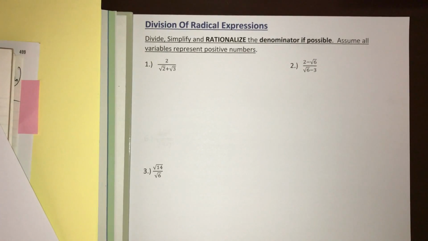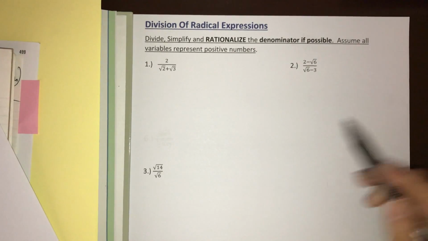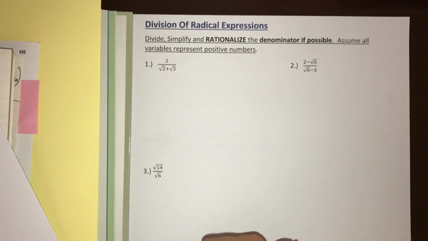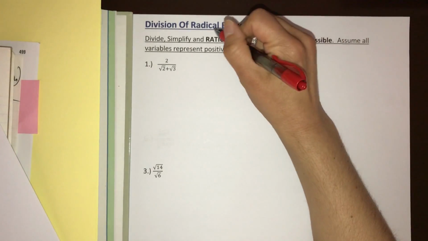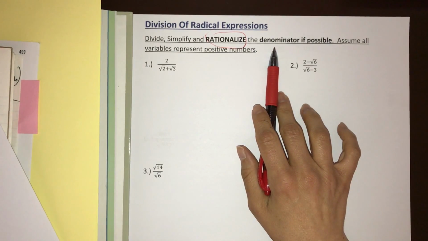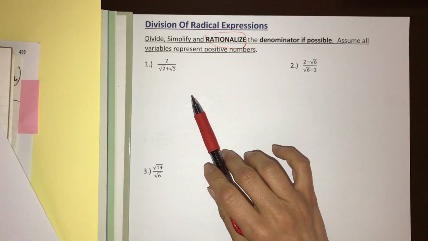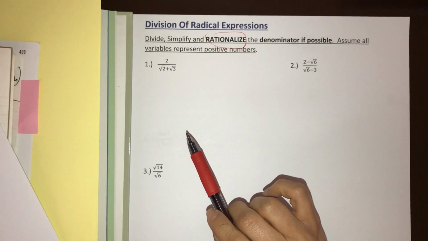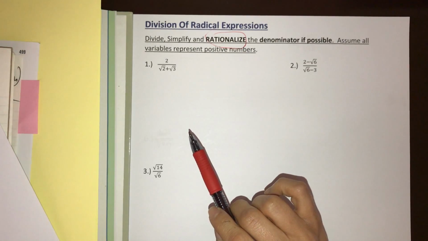We will use the conjugate that we learned in the previous example to complete example 1 and 2. And then for example 3, we don't have to use conjugates. Let's take a look at the directions. We want to basically divide, simplify, and then rationalize the denominator. So this part might be new. Anytime it says to rationalize the denominator, it means to write your final answer so that you don't have a square root or a cube root or any radical in the denominator. Your final answer should have no radical in the denominator.